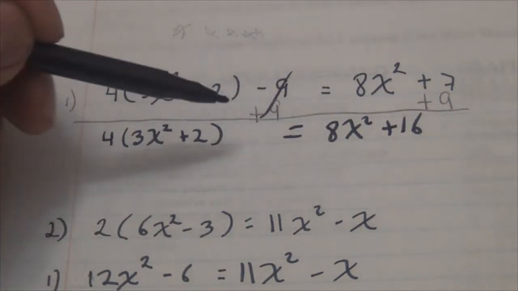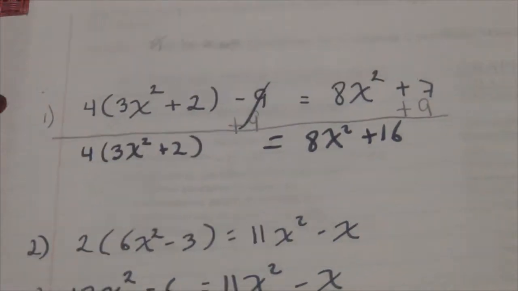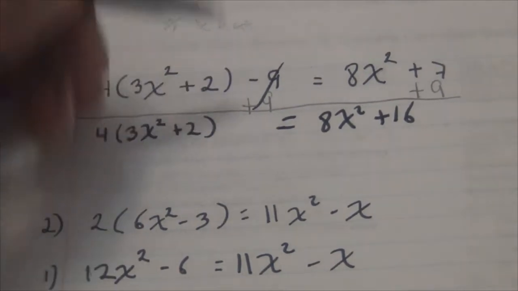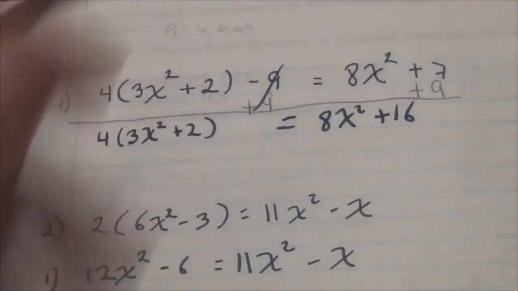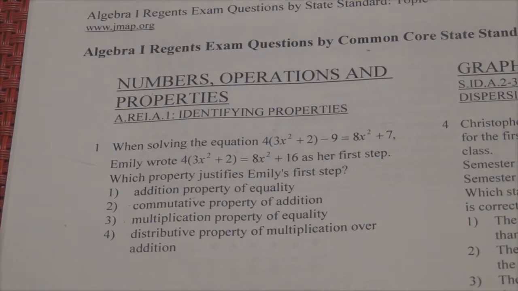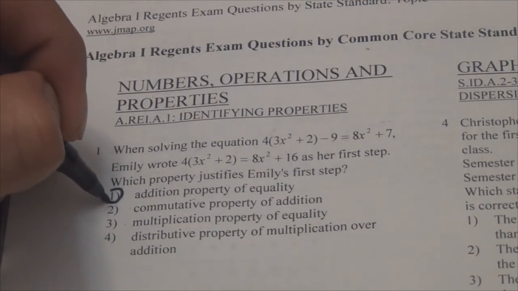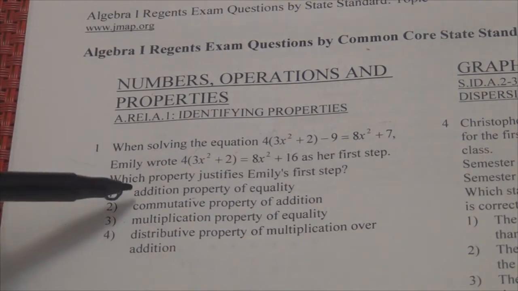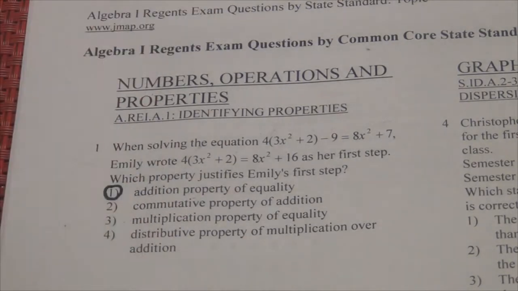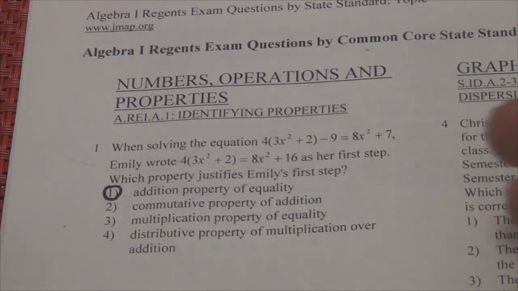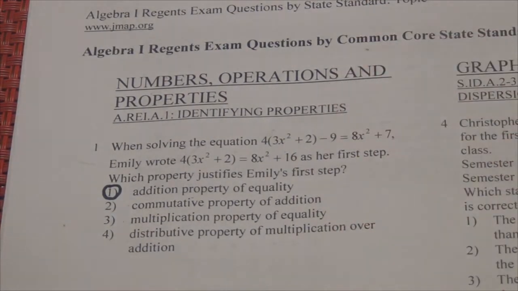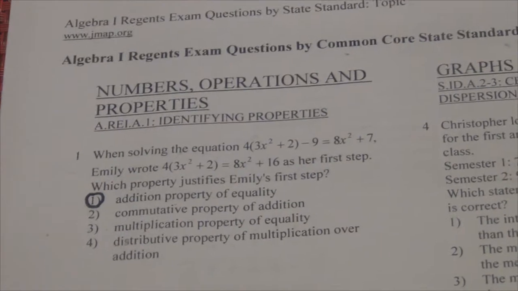So what just happened? We added 9 to both sides. We used the additive inverse of negative 9, which is positive 9. So definitely, the only one that makes sense is the addition property of equality. What you add to one side, you add to the other. As simple as that. Okay, cool. Let's go on to the next question.